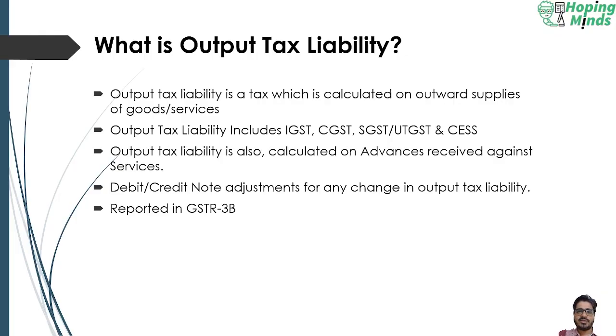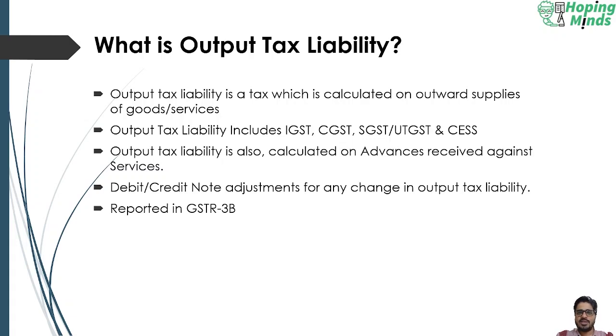Output tax liability is a tax which is calculated on outward supplies of goods or services. Output tax liability includes IGST, CGST, SGST or UTGST and cess if applicable. Output tax liability is also calculated on advances received against services. Debit note, credit note adjustments for any change in output tax liability must be done before ascertaining the final output liability. Then output tax liability is reported in GSTR 3B return. So let us discuss each.